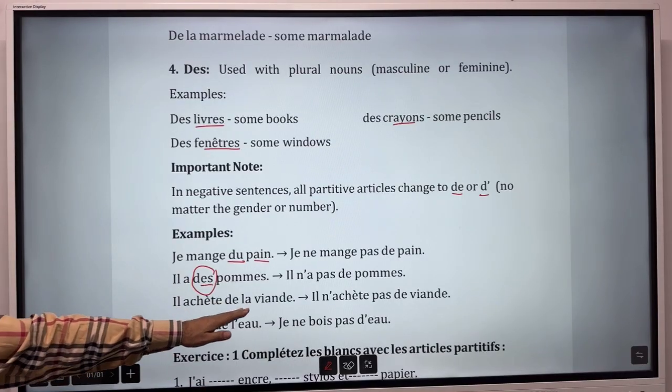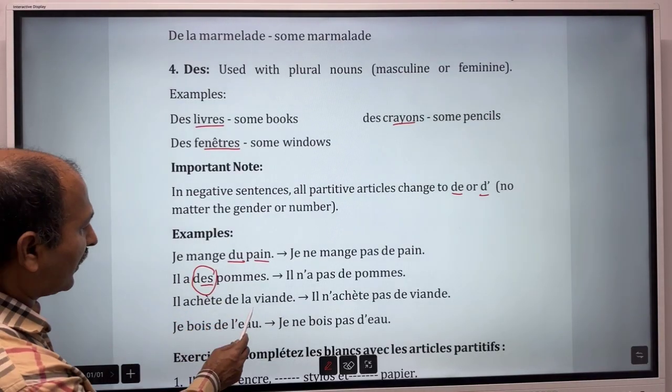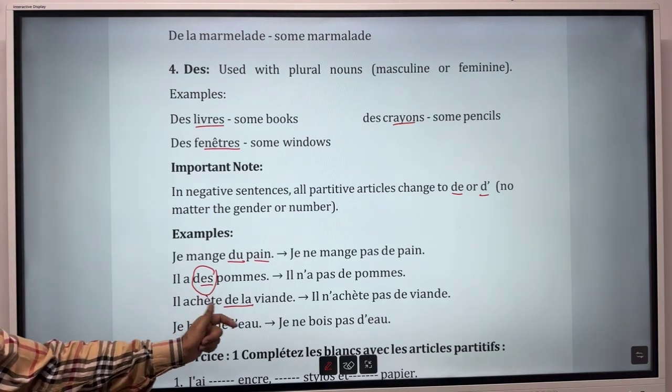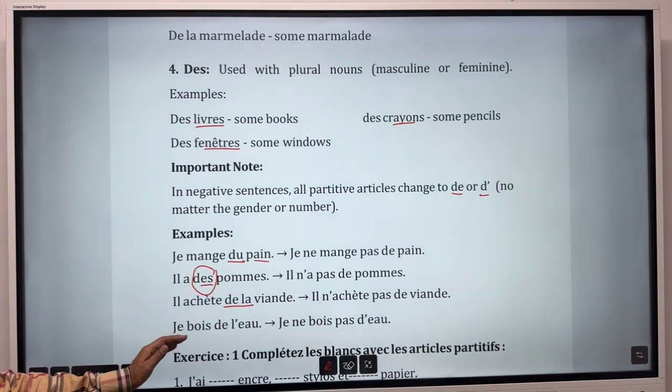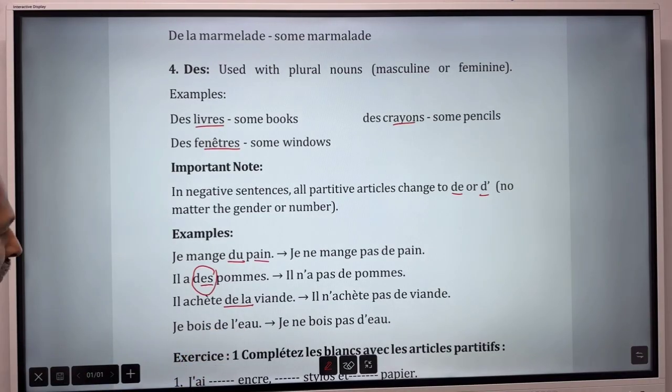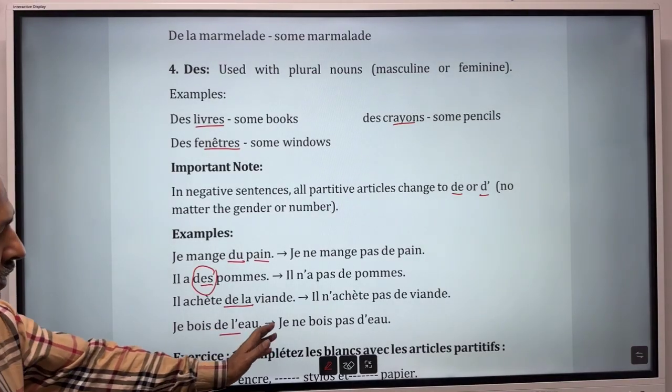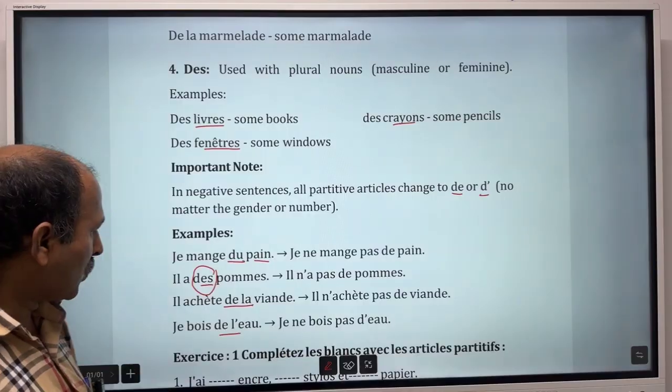Il achète de la viande. Here this portion will change to de. Il n'achète pas de viande. Je bois de l'eau. This portion will change to d'eau. Je ne bois pas d'eau.